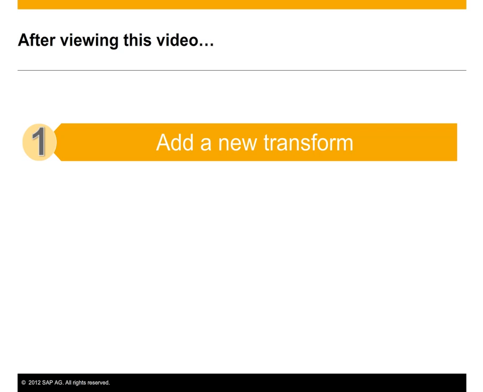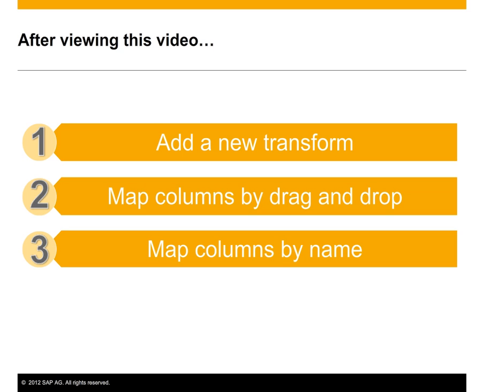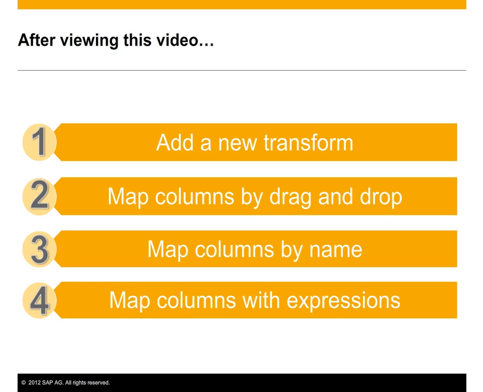After viewing this video, you will understand several basic ways to modify data flows, including adding a new transform, mapping columns by dragging and dropping, automatically mapping columns by name, and mapping columns through an expression. The examples in this video assume that you have created a new data flow, but the concepts apply to any data flow that you want to edit.